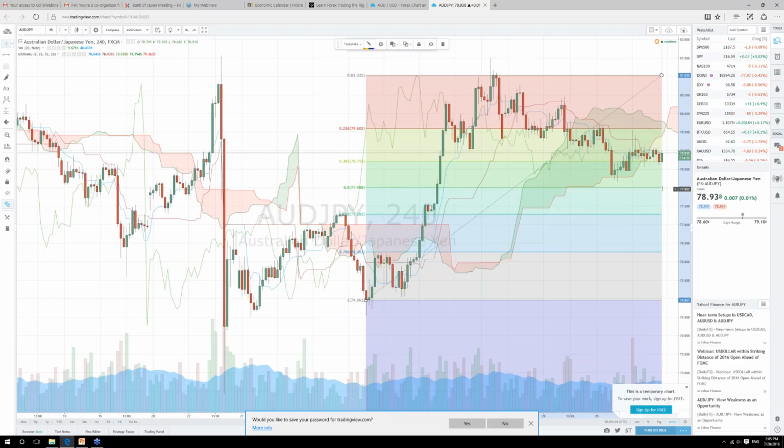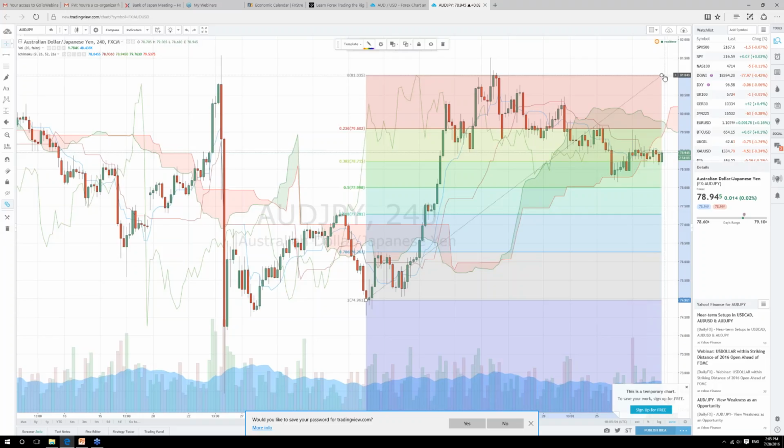77.24. The first support with Aussie yen is 78. Second support is 77.30. And your stop losses: the first one is 79.60, and the next one is 81. All right, everybody took notes?